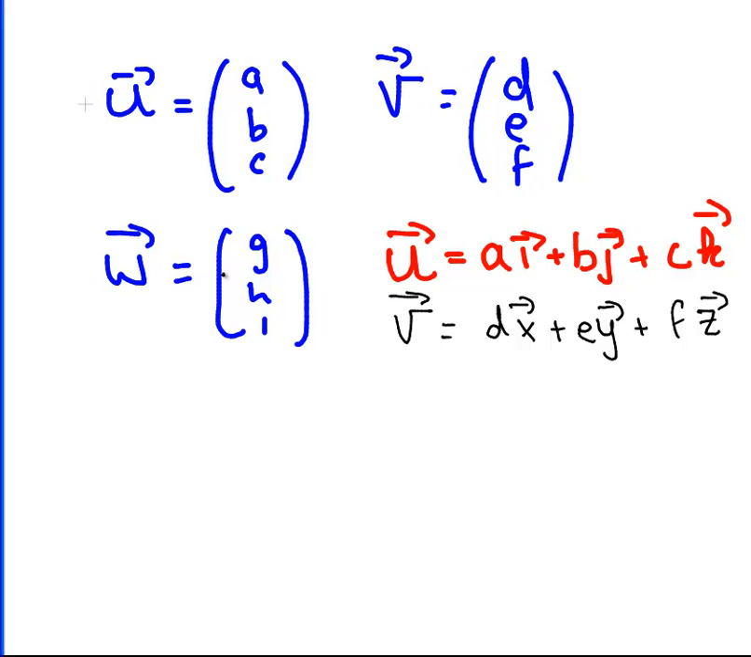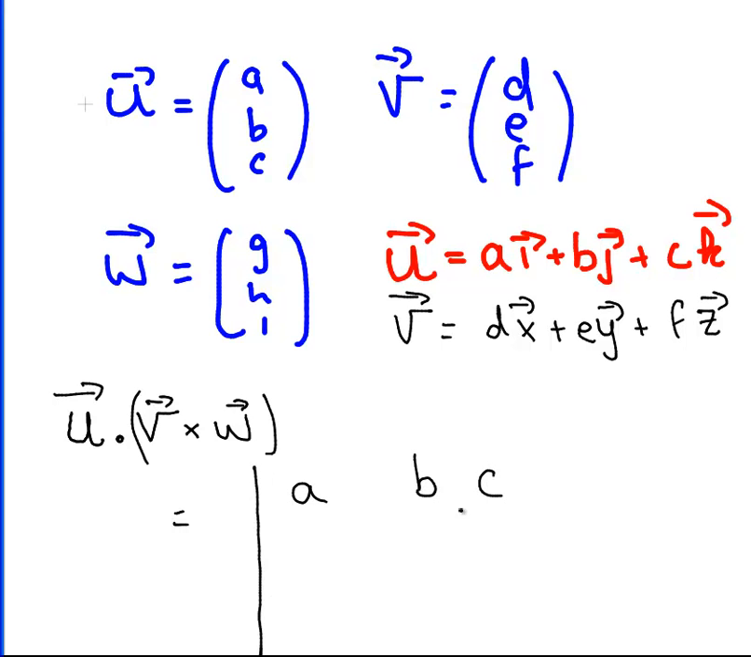Anyway, the ordering here is very important. The scalar triple product, U dot V cross product W, where they're all vectors, can be written with A first as the top row of a matrix. To cut a long story short, altogether it is simply the determinant of a 3x3 matrix.